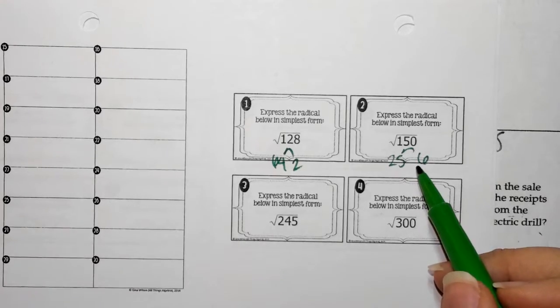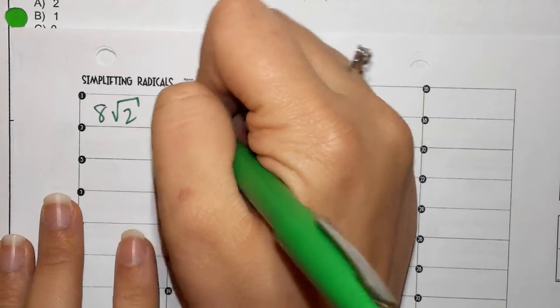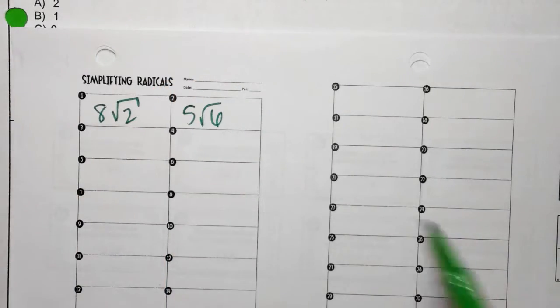All right, so what would this answer be? What's the square root of 25? 5 root 6? Awesome. All right. Do through number 10 without me. I'm going to start a timer. You're going to have 15 minutes.